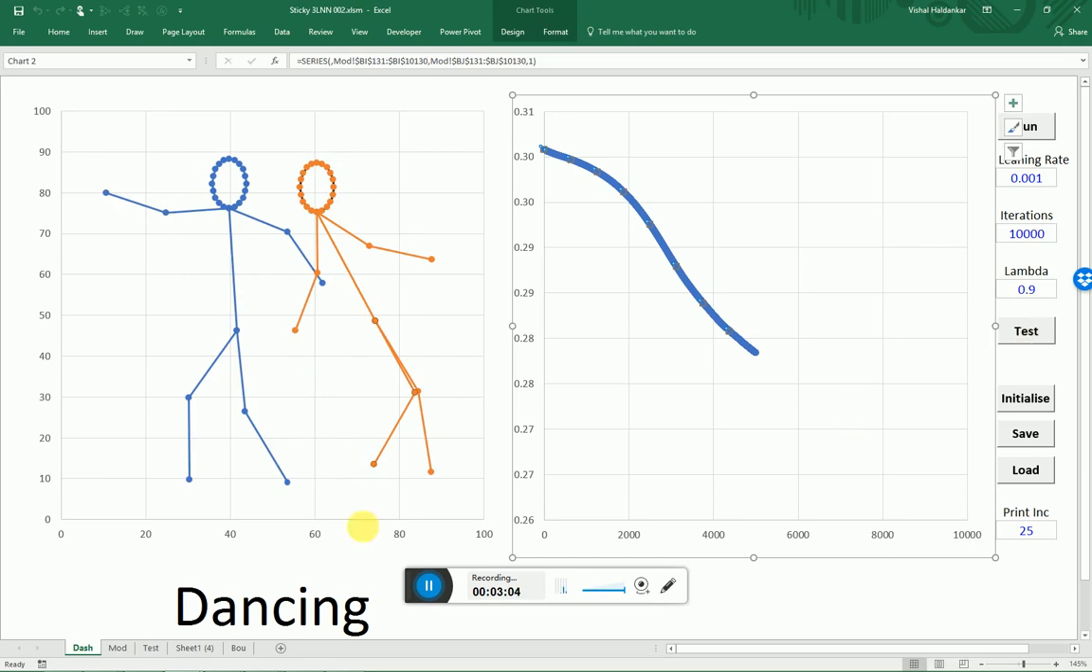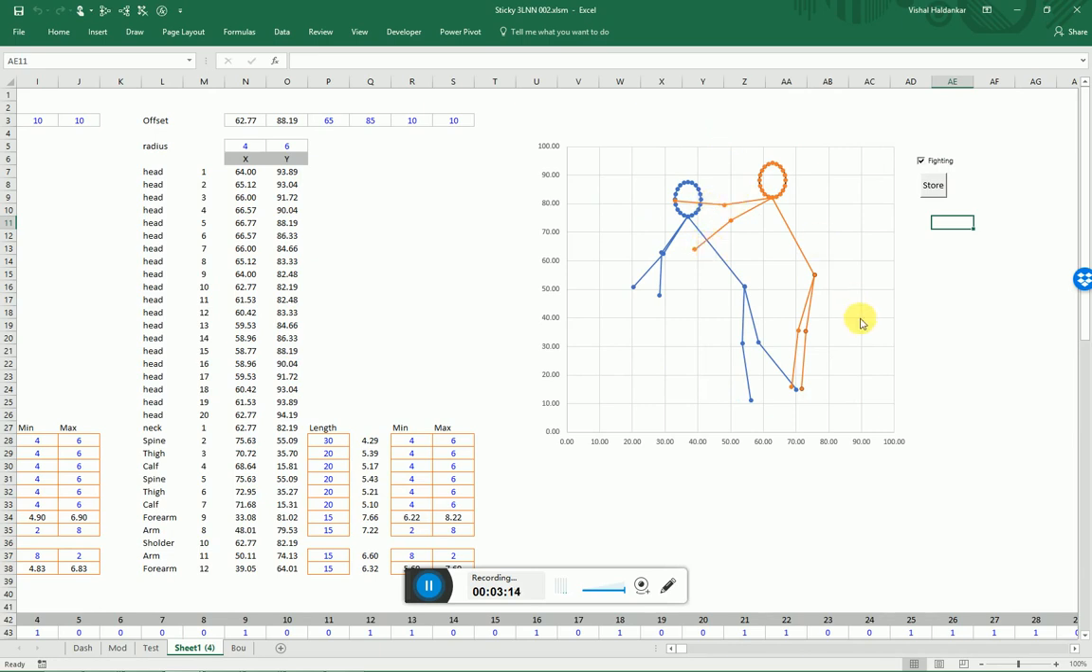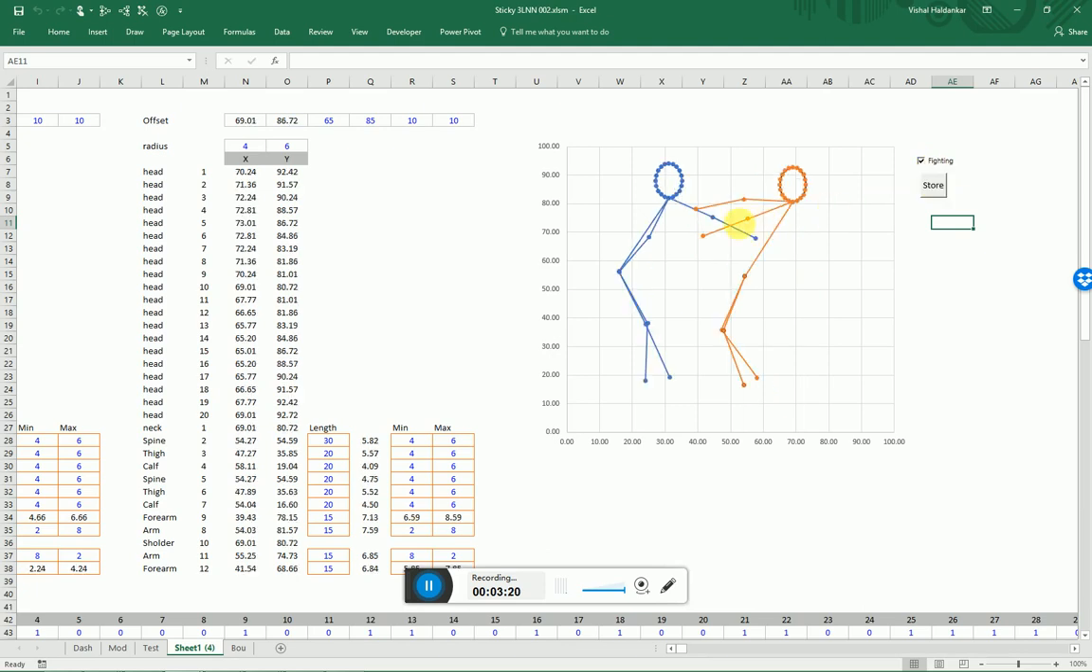So let me explain a little bit more about where that data came from very quickly. It was generated on this sheet. So this is randomly generating stick figures. If I press F9, then it makes a stick figure. Now, if I can figure out what that stick figure is, and if I think they're fighting and I try to store it, then that's now stored in this data set of, I think, 300 potentials I've got.